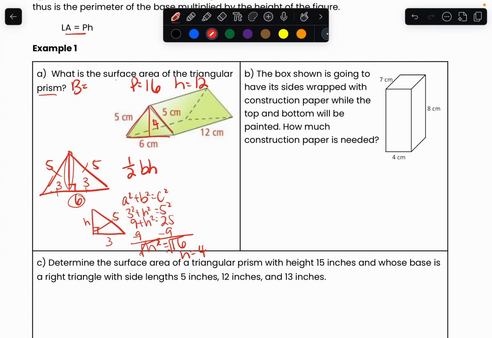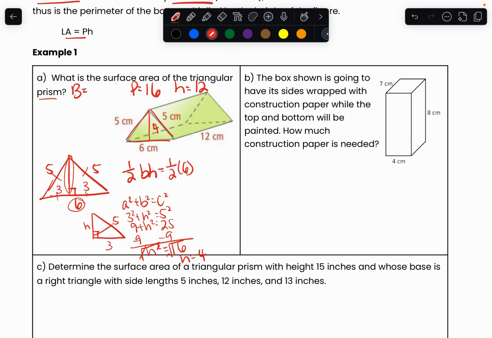Then I have all I needed to figure out the area of my base, my triangle. So I do 1/2. I know the base of this whole triangle is 6, and I know my height is 4. So I do 4 times 6 divided by 2. That gives me the area of my base as 12.